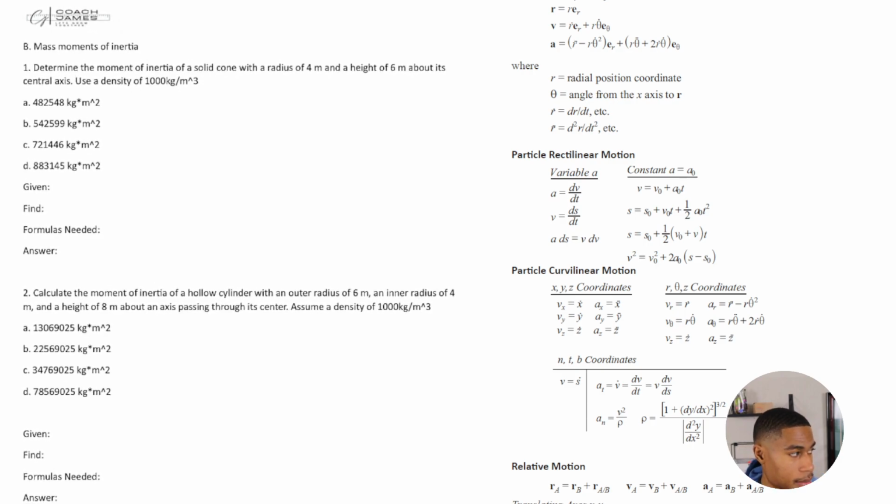All right, so number one says determine the moment of inertia of a solid cone with a radius of 4 meters and a height of 6 meters about its central axis. Use a density of 1,000 kilograms per meter cubed.